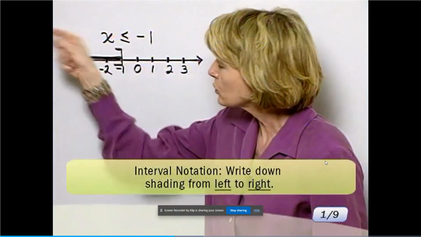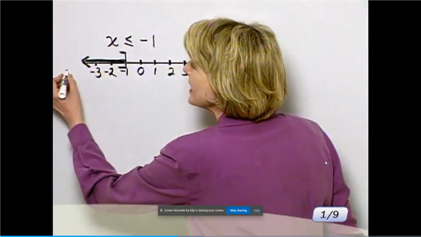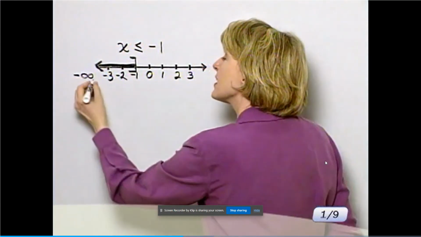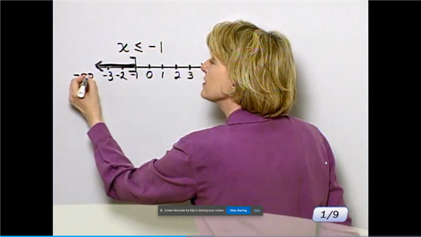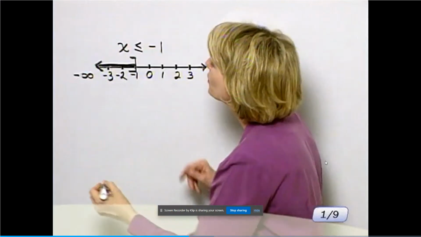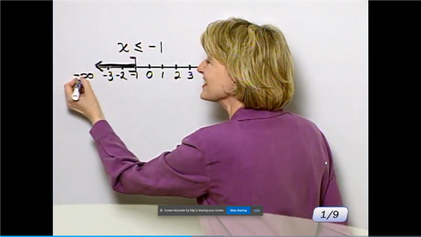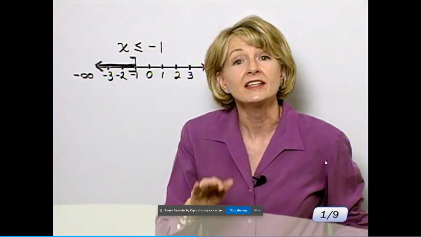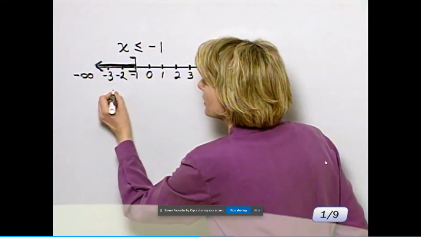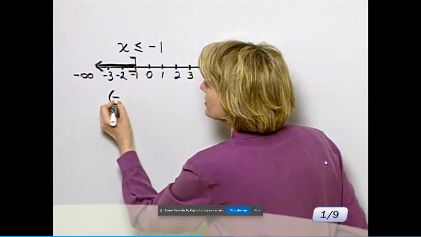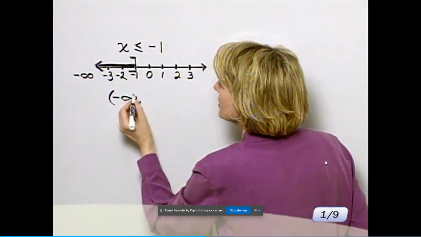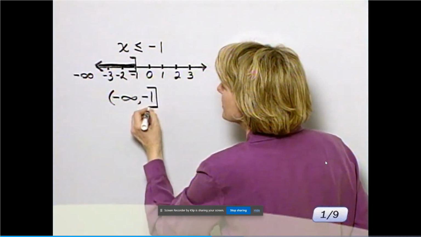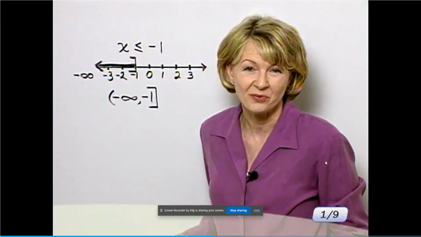Now this is going toward what we call negative infinity, and we read that as negative infinity. So since we are going toward negative infinity, I place negative infinity first in interval notation. So I'll have a parenthesis, negative infinity, and then all the way to -1, and I place a bracket on -1.